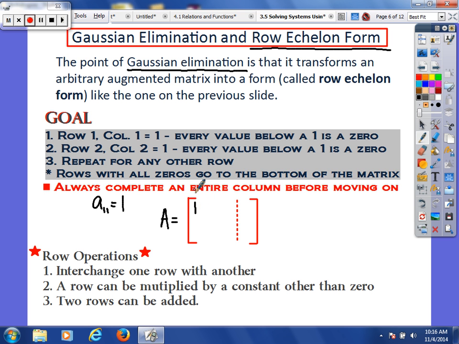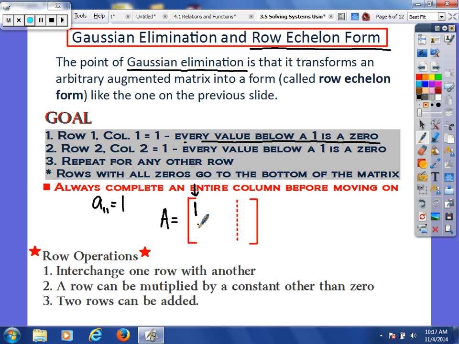From there, I go straight down. I always go column by column. And if you can see here in red, always complete an entire column before moving on. So I'm going to go to column 1. I find the 1 first. That's step 1. Find the 1 first. Then what I want is zeros below it. So every value below the 1 is a 0.